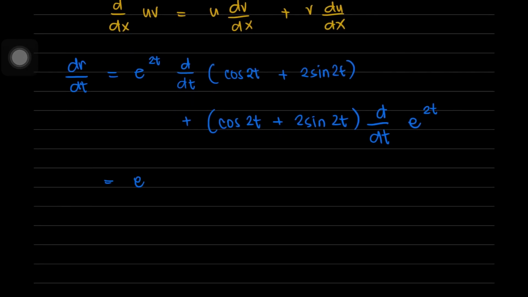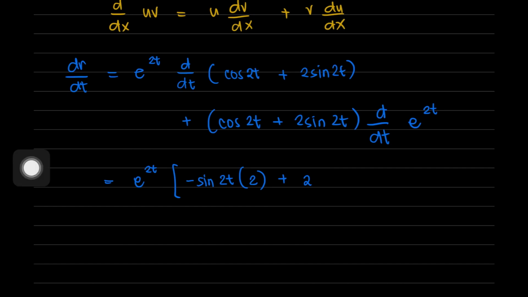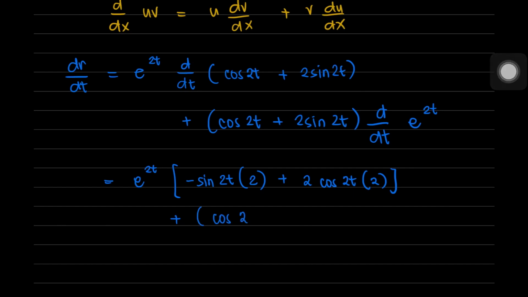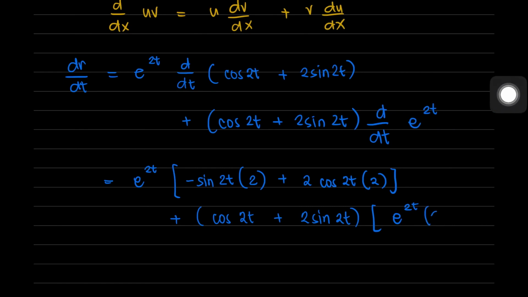So this is equal to e raised to 2t multiplied by the derivative of cosine of 2t. The derivative of cosine of 2t is negative sine 2t multiplied by the derivative of 2t, which is 2, plus 2 multiplied by the derivative of sine 2t, which is cosine of 2t, times the derivative of 2t, which is 2. So this is the derivative of this expression. Plus, we have cosine of 2t plus 2 sine of 2t multiplied by the derivative of e raised to 2t. The derivative of e raised to 2t is e raised to 2t multiplied by the derivative of 2t, which is 2, because the derivative with respect to x of e raised to u is equal to e raised to u du over dx.